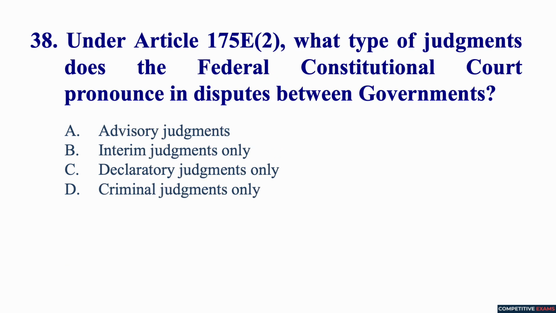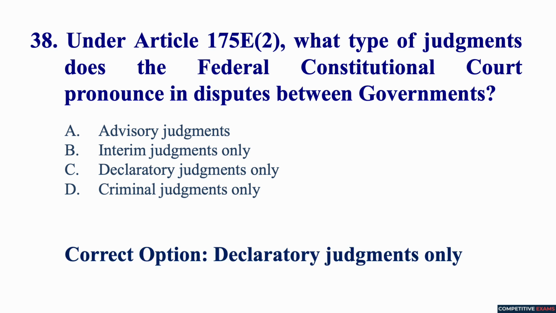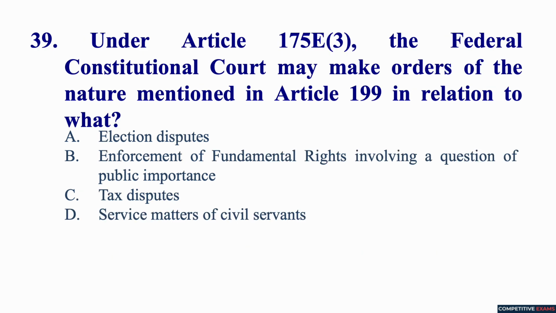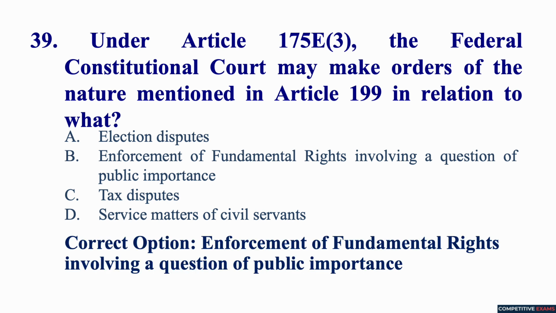Under Article 175E(2), what type of judgments does the Federal Constitutional Court pronounce in disputes between governments? Declaratory judgments only. Under Article 175E(3), the Federal Constitutional Court may make orders of the nature mentioned in Article 199 in relation to what? Enforcement of fundamental rights involving a question of public importance.